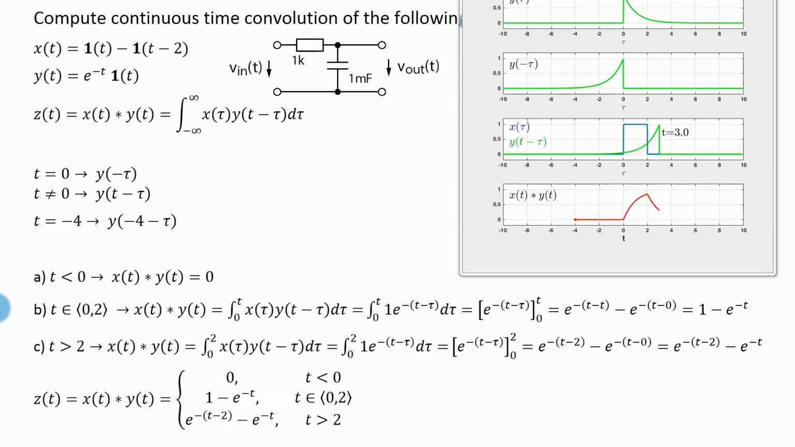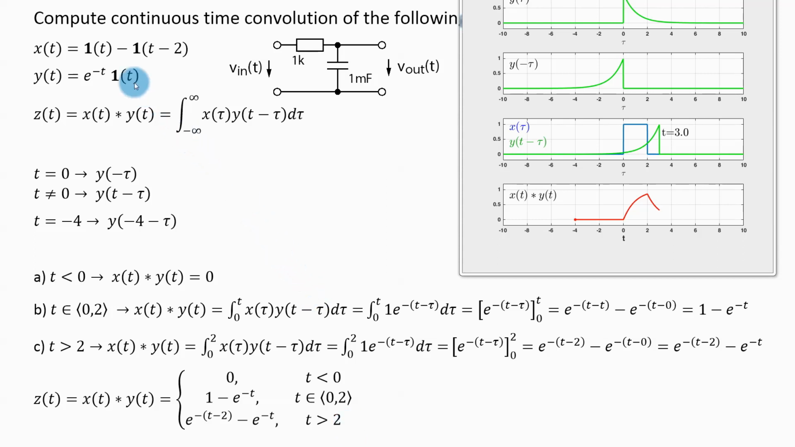So I can summarize these three cases and I can write that the convolution of x and y is 0 for negative time, it's this function for time in the interval between 0 and 2, and it's this function for t greater than 2. And this is how you can evaluate continuous time convolution.